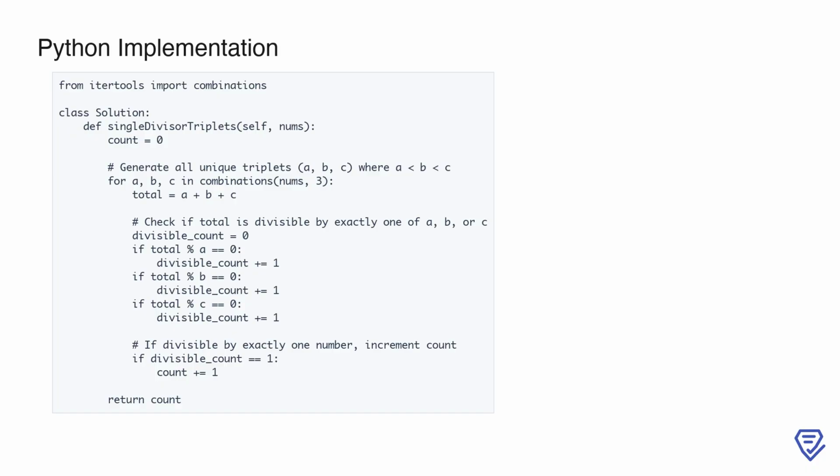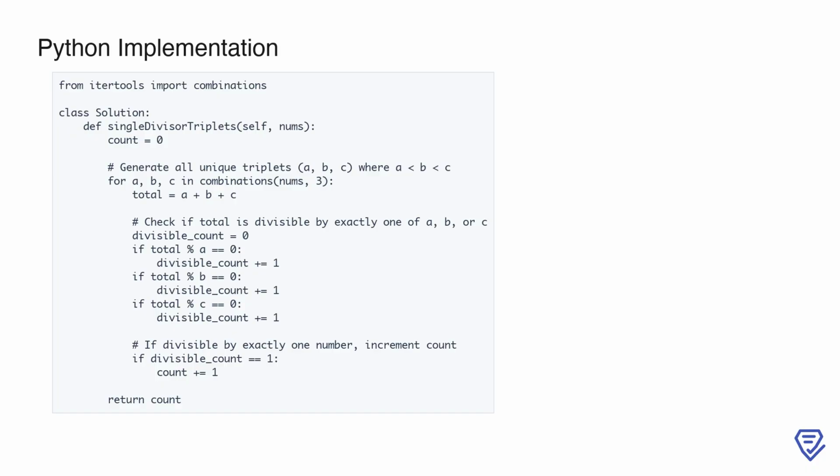If the sum is divisible by exactly one of these numbers, tracked using the divisible_count variable, it qualifies as a valid triplet, and we increment the count. At the end, the total number of such valid triplets is returned. This approach has a computational complexity of O(n^3), due to the triplet generation and divisibility checks, making it suitable for small input sizes.